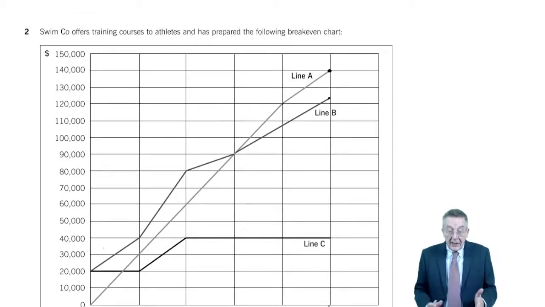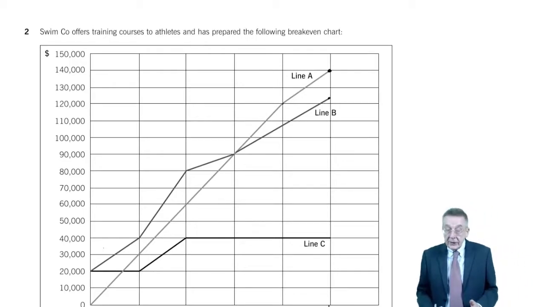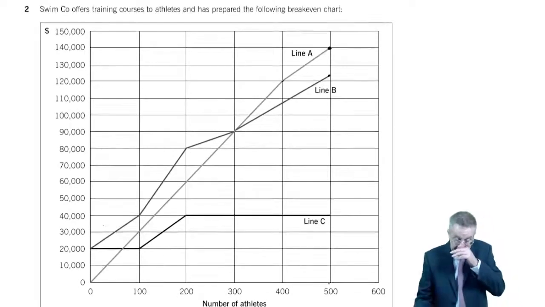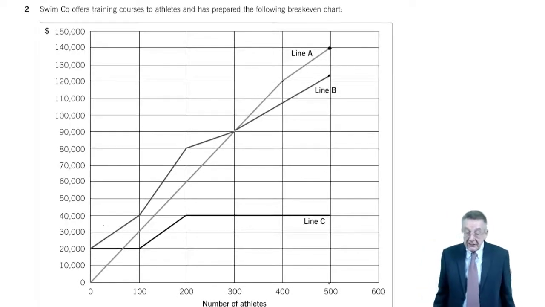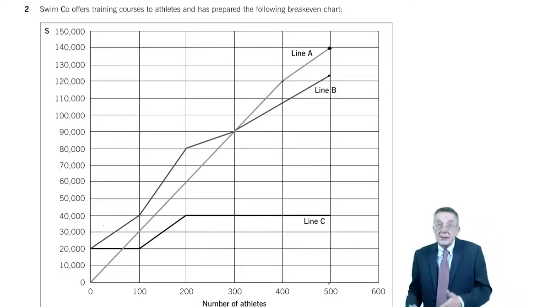It says, Swin Company offers training courses to athletes and has prepared the following break-even chart. Although obviously we'll discuss the chart itself in a minute, along the bottom we've got numbers of athletes, at the side we've got dollars. And you can see they've done it for no athletes, 100 athletes, 200 athletes, up to 500.